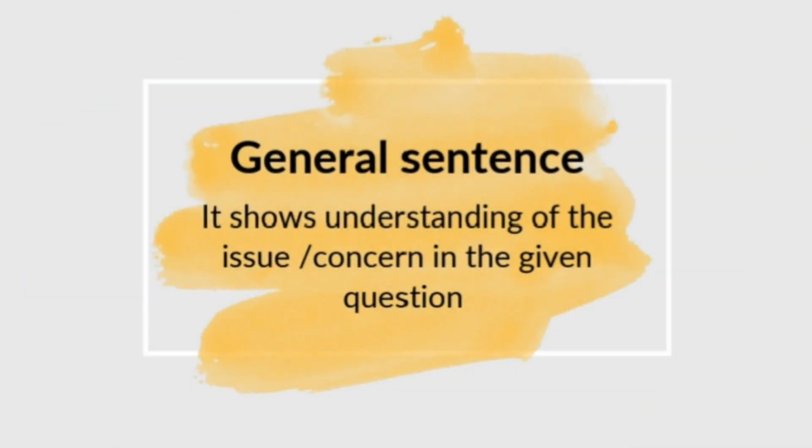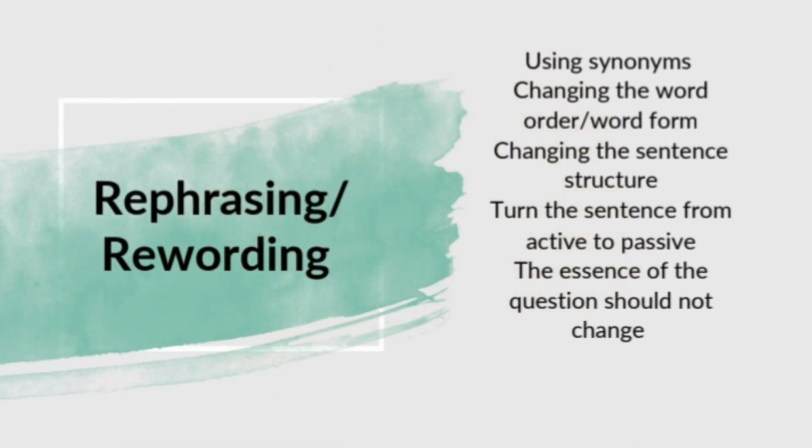A general sentence or an opening sentence is a generalized idea of the given issue or concern in the given question. The second good sentence is rephrasing or rewording of the given question. You can do that by using synonymous structures. Of course, you can change the word order or word form. Either you can change the sentence structure itself, or you may turn the active sentence into a passive form. But one should always keep in mind that the essence of the question should not change.